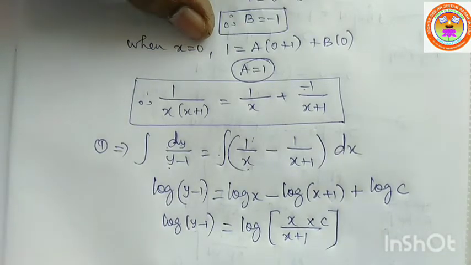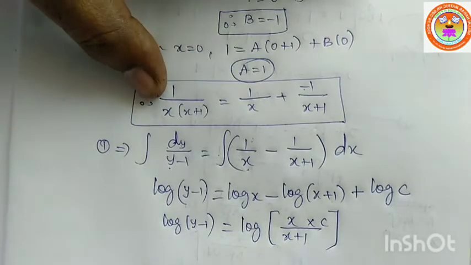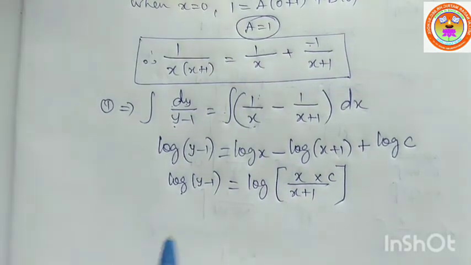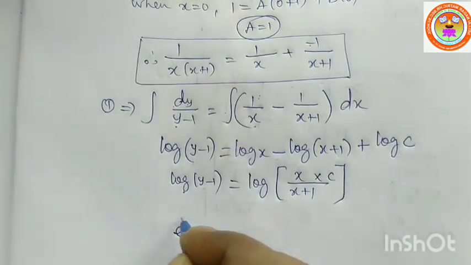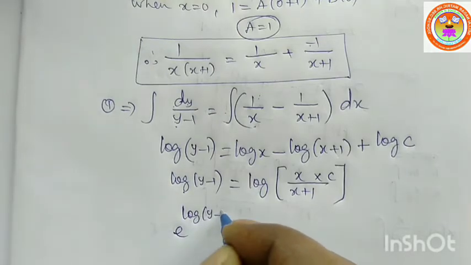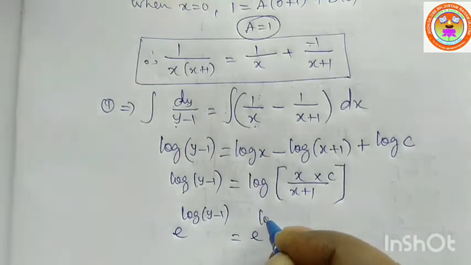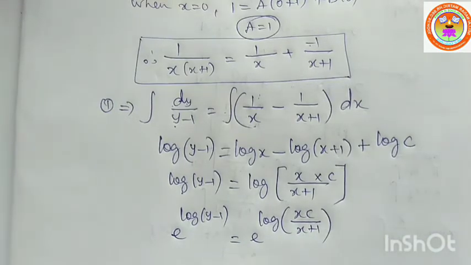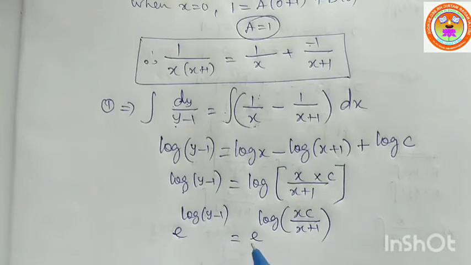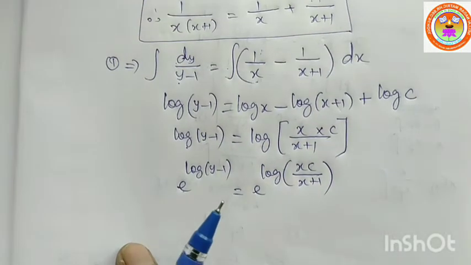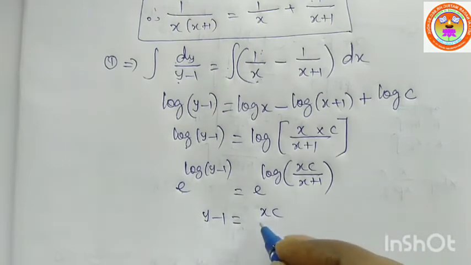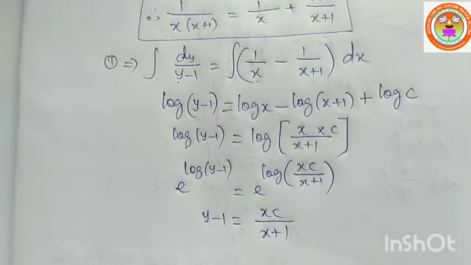When we apply exponentiation on both sides, see, our aim is to remove this logarithm on both sides. So we can apply exponentiation on both sides. e power log of y minus 1 is equal to e power log of xc by x plus 1. So e and log get cancelled. So what is remaining? y minus 1 is equal to xc by x plus 1.